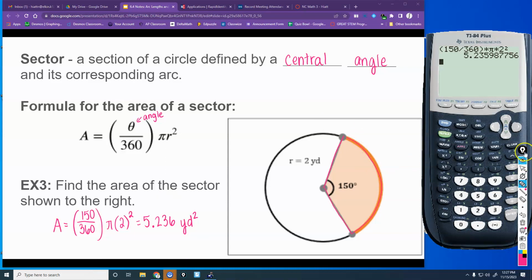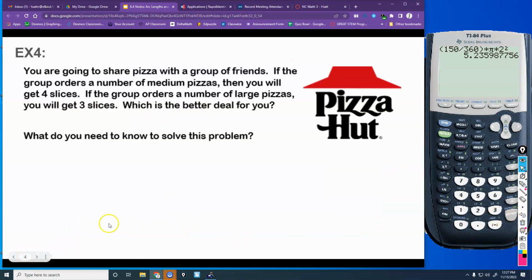All right, so I have an important question for us to consider. This is a real-life dilemma that you might run into one day. You're going to share pizza with a group of friends. If the group orders a number of medium pizzas, then you will get 4 slices. If the group orders a number of large pizzas, you will get 3 slices. Which is the better deal for you? What do you need to know to solve this problem?